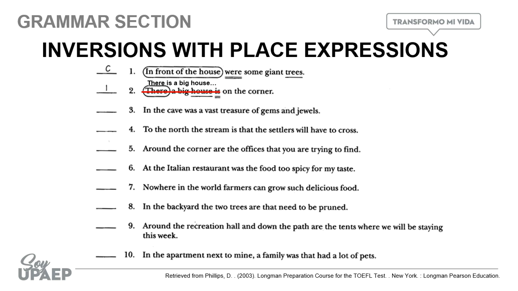answers. Number 3 says, in the cave was a vast treasure of gems and jewels. The sentence is correct. It starts with a prepositional phrase, but without this prepositional phrase, the other clause doesn't make sense. So you need an inversion.